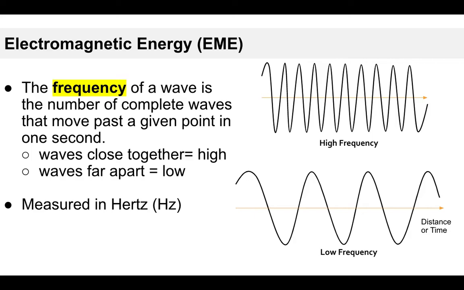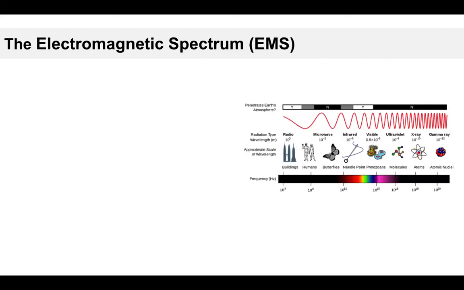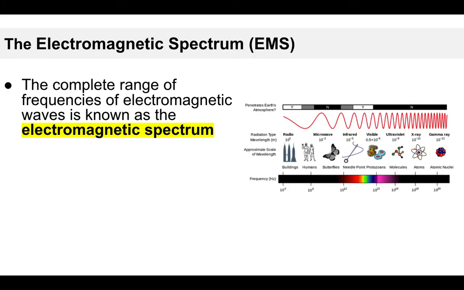All right, so now that we know a little bit about the properties of electromagnetic energy, let's look at the application. We call this the electromagnetic spectrum. Now you may see that as EMS because we like shortcuts. It's just the complete range of frequencies of electromagnetic waves known as the electromagnetic spectrum. You can see here on the right, we have a diagram showing the full range of all the different waves and their energies.